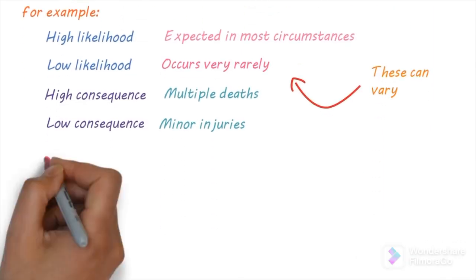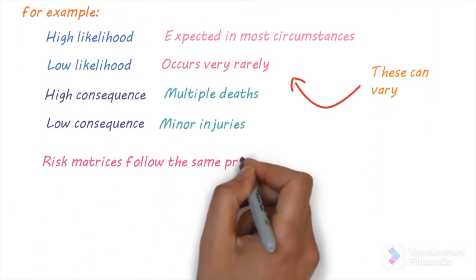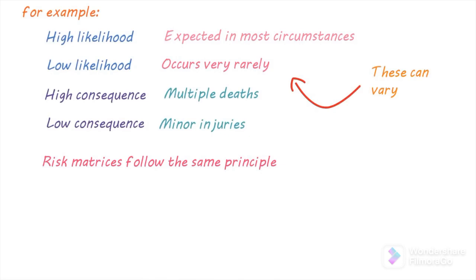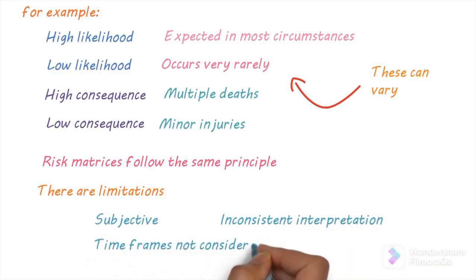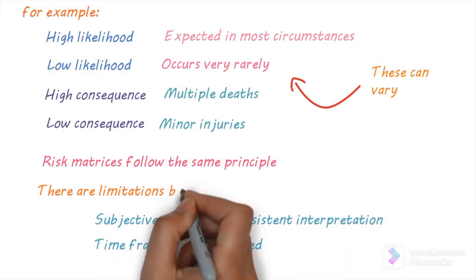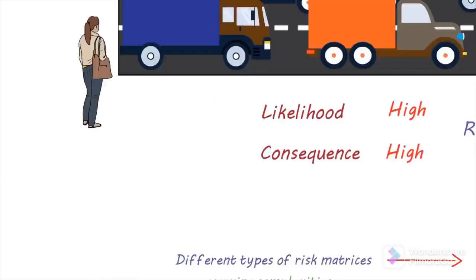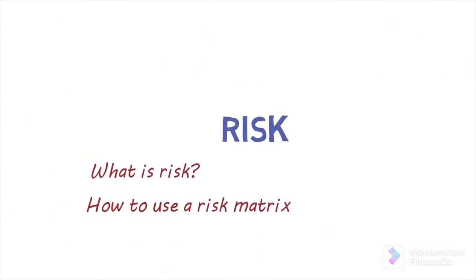Regardless of this, risk matrices follow the same principle. Although risk matrices have their limitations, such as being subjective, not being consistently interpreted, and not taking time frames into consideration, they are a useful and practical tool to categorize risk. And that's an introduction to risk and how to use and interpret a risk matrix.